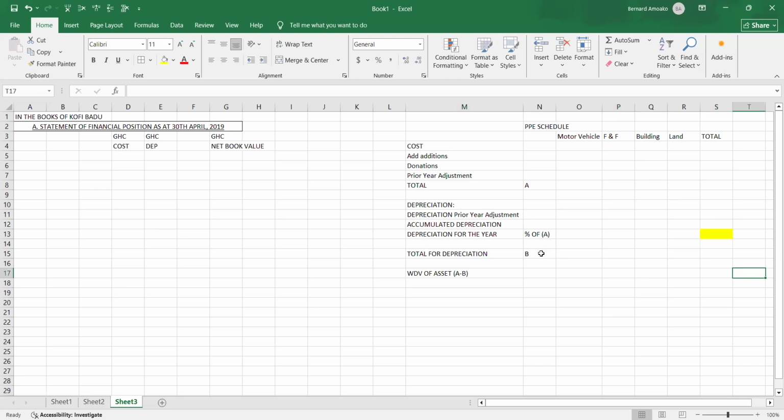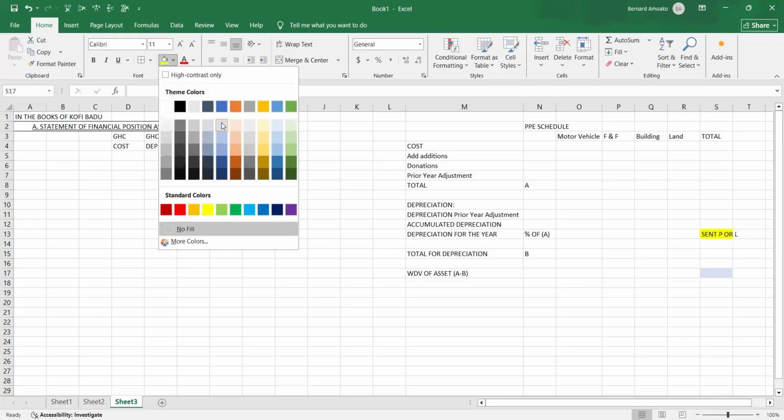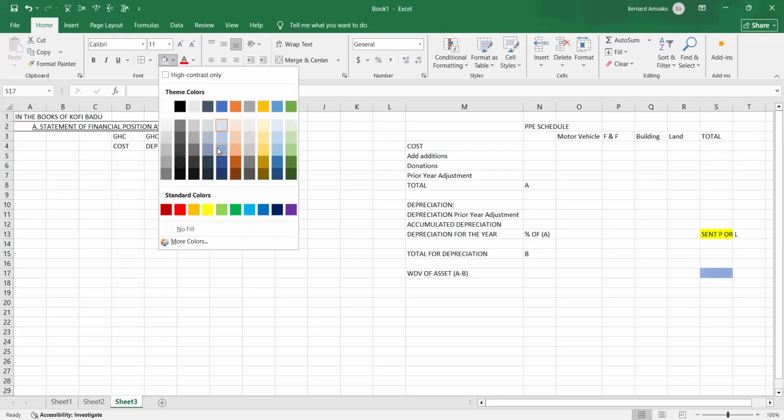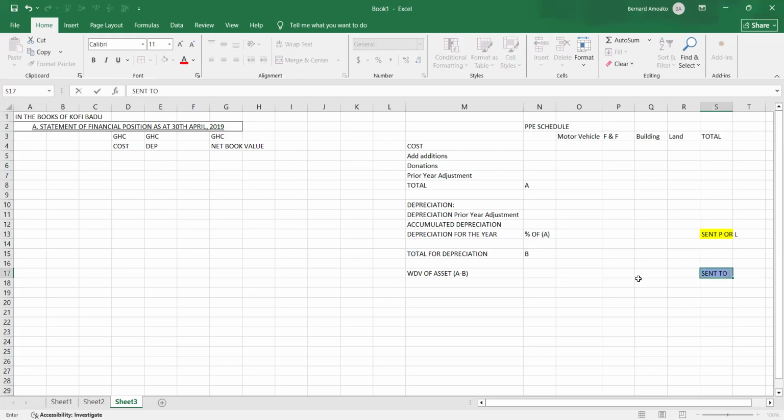So the yellow is sent to P or L. And then this one, which will be color green, let me say blue, must be sent to the statement of financial position, SOFP. Okay, so this is how it works with the PPE schedule.